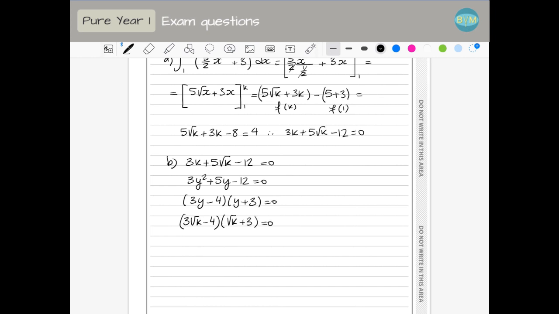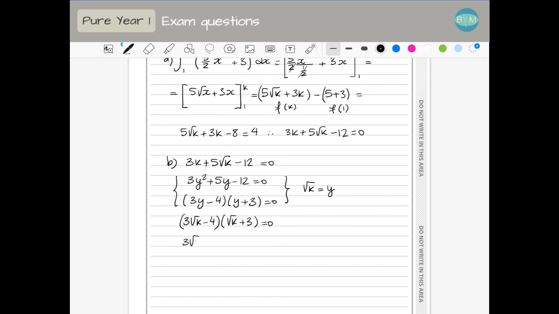The only thing that I'm doing here that you don't need to do is calling root k equal y, because I think it's going to help you to see that it's a quadratic, but you don't need to do this. What you can do is just factorize this straight away. And your x or your y is going to be root k. And this is giving me two possible solutions.